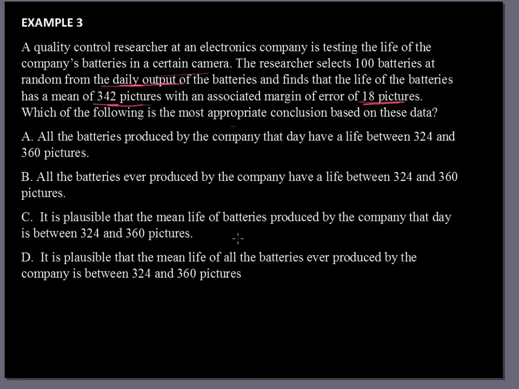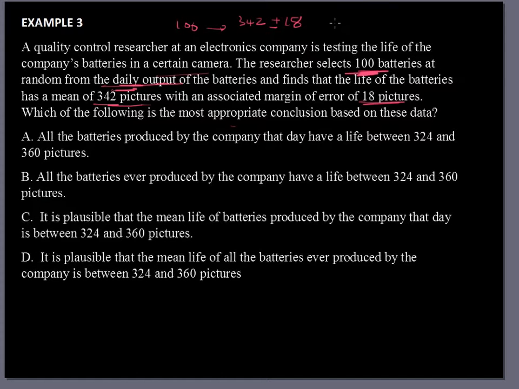All right. So they take a sample of 100. Remember, it's a sample, and this sample is based on the daily production. So we are trying to make a decision based on this little experiment that we did. We took a 100 data sample of batteries, and we computed the mean, and we found the mean to be equal to 342 pictures plus or minus 18.